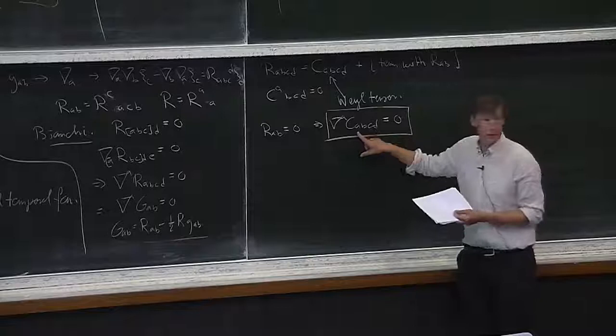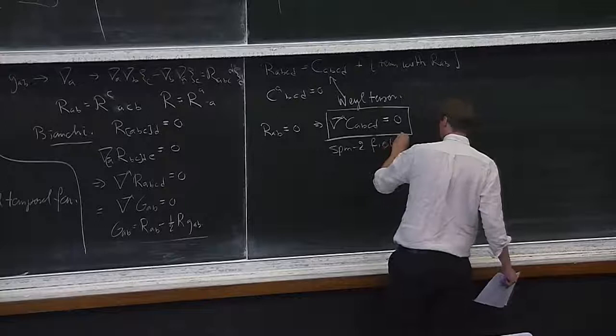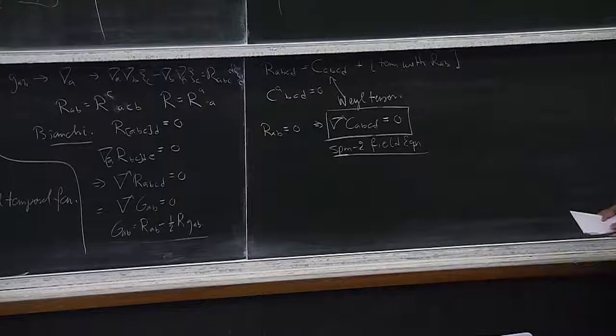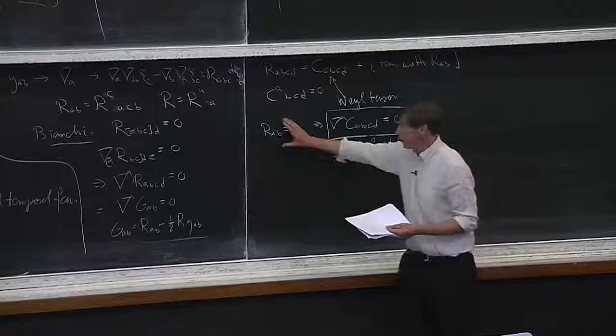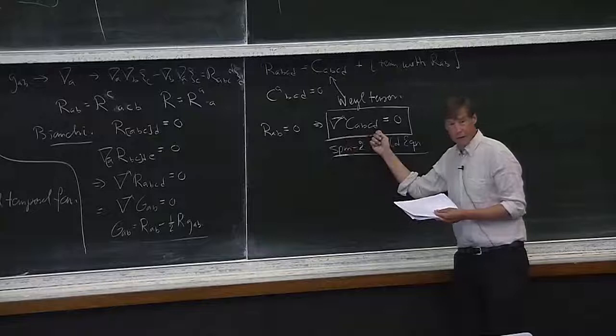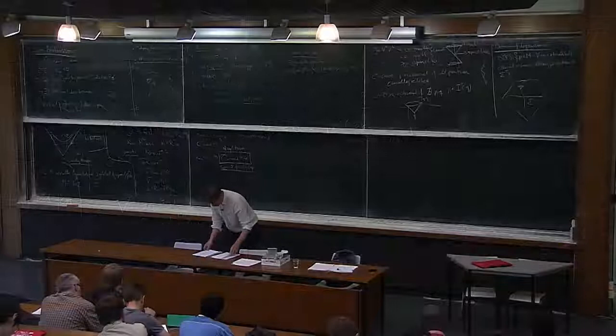And this is actually simply the spin 2. So basically, this is, in some sense, the crucial equation. This is a hyperbolic system, as an equation for the Weyl tensor. This equation is not hyperbolic as it stands as an equation for the metric. Okay.